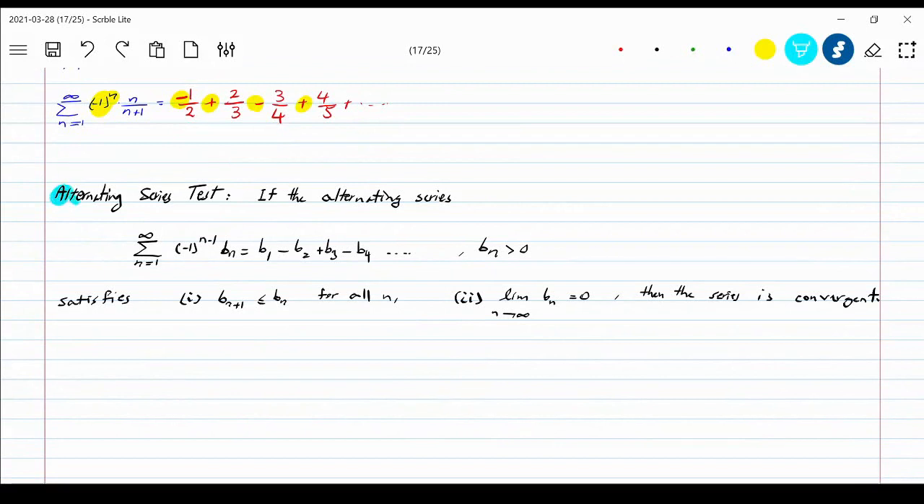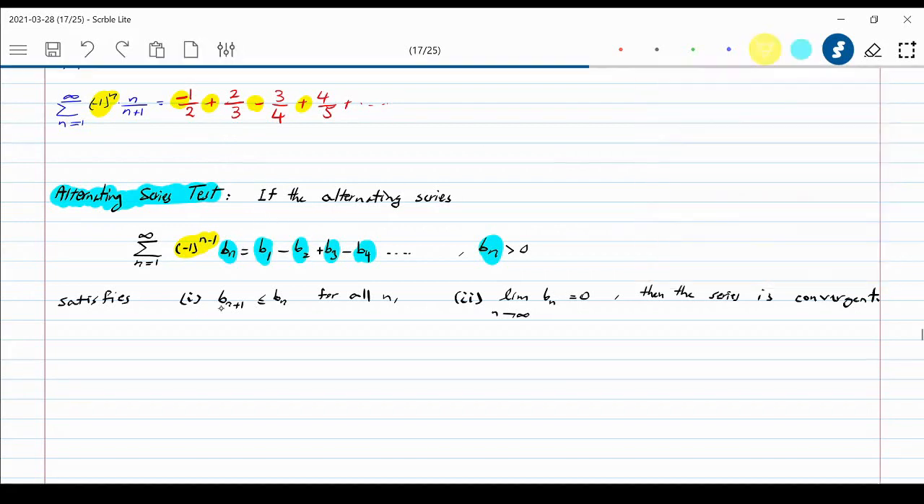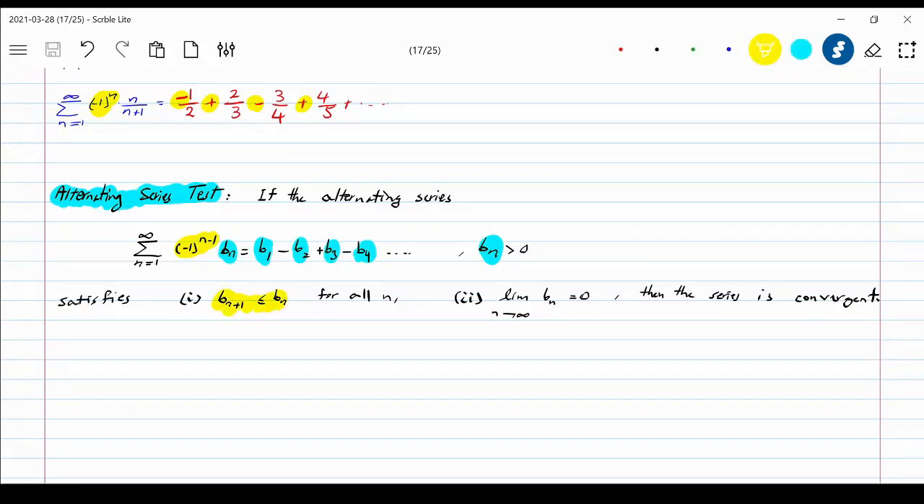So let's focus on the alternating series test first. This is the main test that we do for this type of series. If we have an alternating series like b1 minus b2 plus b3 minus b4, where the bn's are the positive terms, ignoring the negative 1 to the power n, and assuming that the bn's are decreasing, so b(n+1) is less than or equal to bn, and if the limit of bn approaches 0, then the series is convergent. This is basically the test.